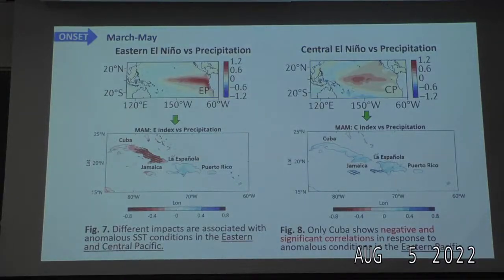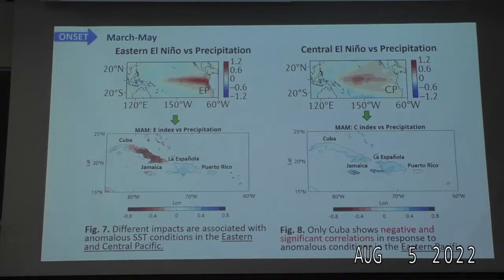As you remember from the beginning, the onset is the beginning phase of El Nino that goes from March to May. Especially in the month of April, the sea surface temperatures were not clear. So when we have the Eastern El Nino, we are going to have this result, as you can see in this figure. And when we are talking about the Central El Nino, we have that result.